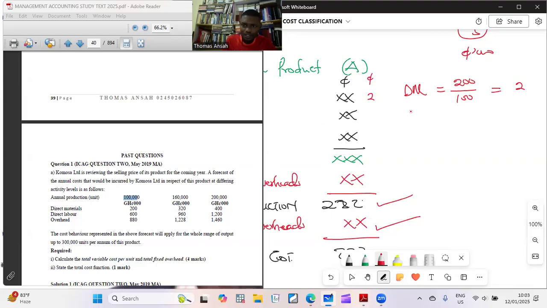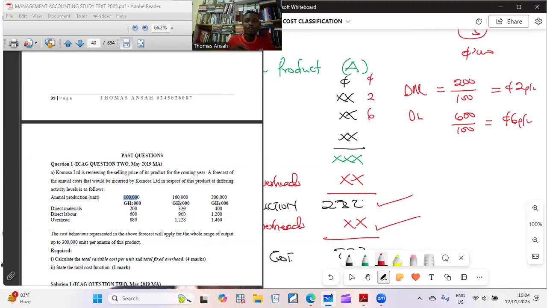All right. Direct labor, what is that? 600 divided by 100. So that will give me 6. So 6 cedis per unit. So this one too is, sorry, 6.